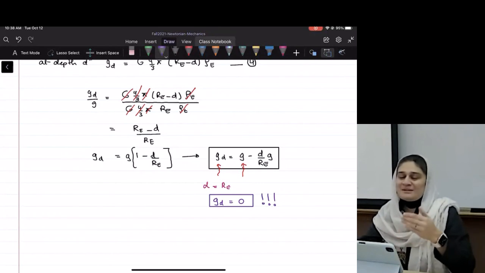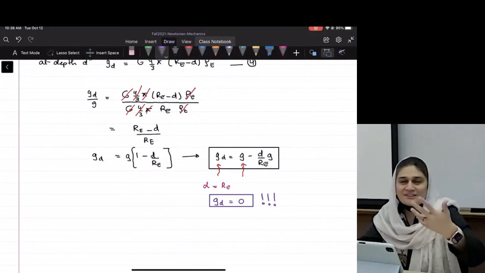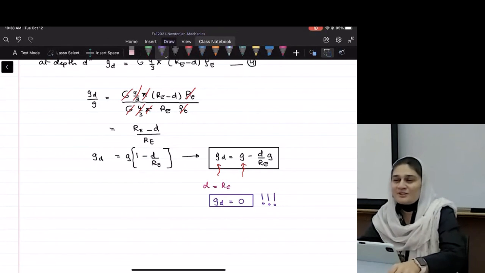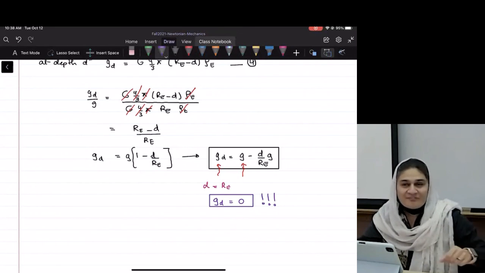Yeah, I mean, there are big assumptions that we've made, right? Of course, Earth is not a uniform sphere. Of course, the density is not constant. It's just fun to do this exercise.